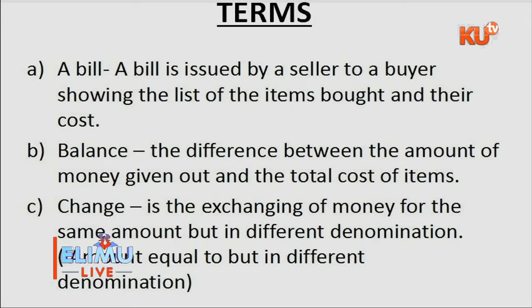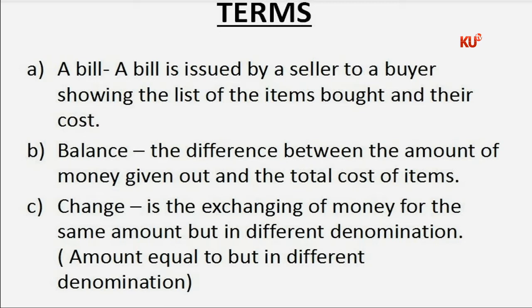Number three, we have what we call change. Change is the exchanging of money for the same amount of money, but in different denomination. So that means it is an amount equal to, but in different denomination. For example, I have a 100 shillings note, and I'm given maybe five 20 shillings notes. So that amount is equivalent. It's only that the denominations are different.